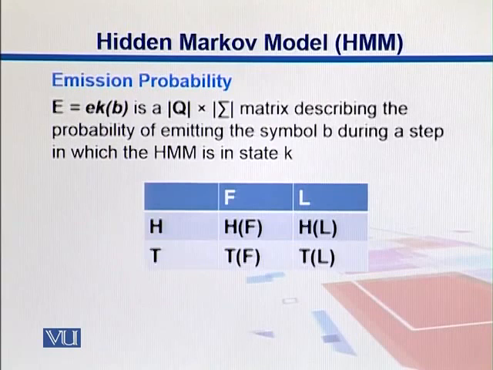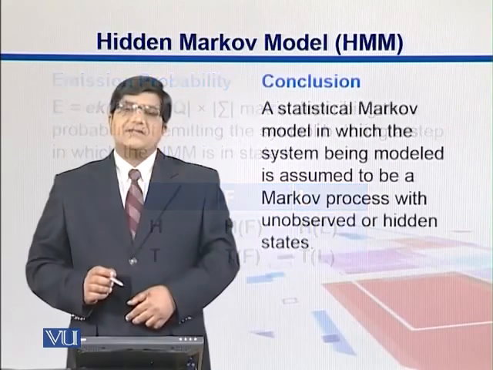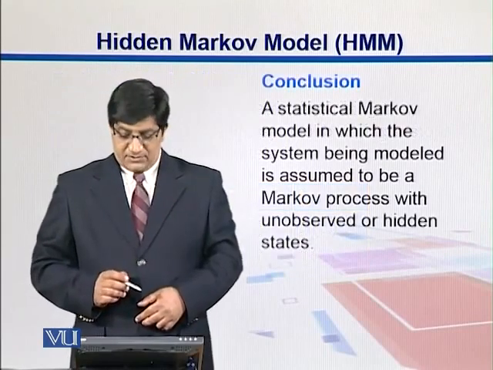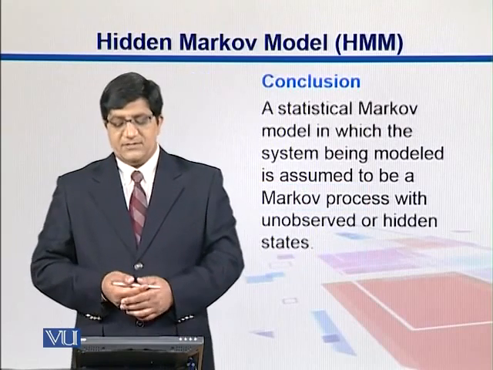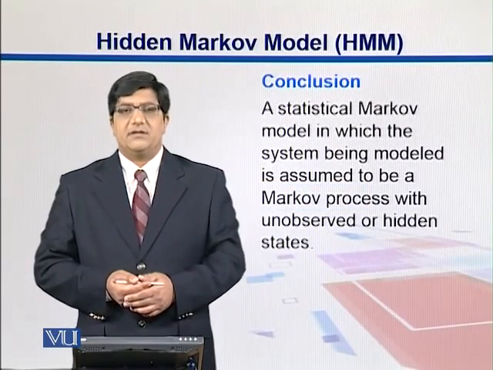Whereas the emission probability is: now you are in one state, so what symbol do you emit. On one side you have symbols and on the other side you have states. A hidden Markov model is a statistical model in which the system being modeled is assumed to be a Markov process with unobserved, or hidden, states.